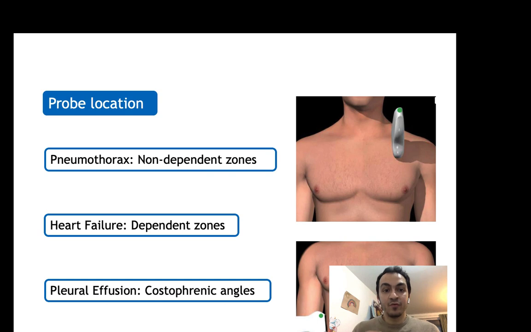Am I looking for pneumothorax, or am I looking for evidence of interstitial edema due to heart failure, or am I looking into pleural effusion? If I'm looking into pneumothorax, I need to scan at the non-dependent zones of the lung. So if the patient is supine, you need to scan apically at the lungs. And this is just a fake 3D printed probe. And I'll just show you for demonstration on myself.